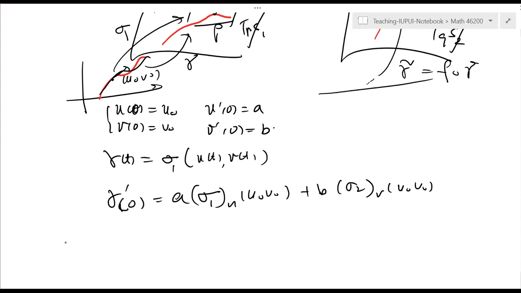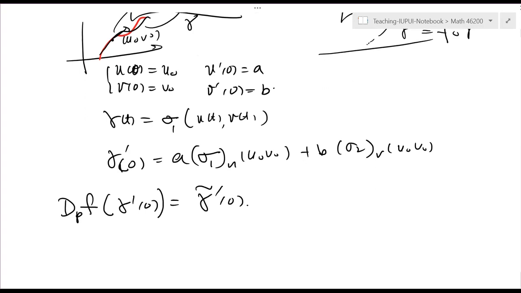So the definition of d_P F is very simple. It's just equal to gamma 2 prime at 0. So that's the definition, okay? And then if we want to get a formula, how can I do that? Compute the formula, right? So look at Q.